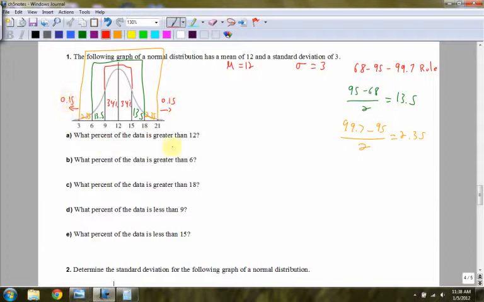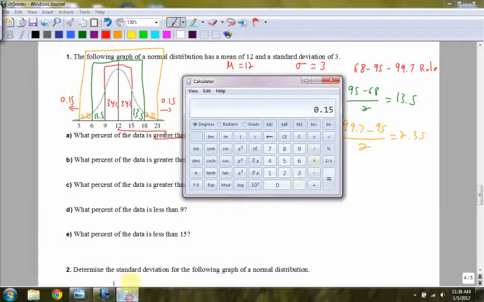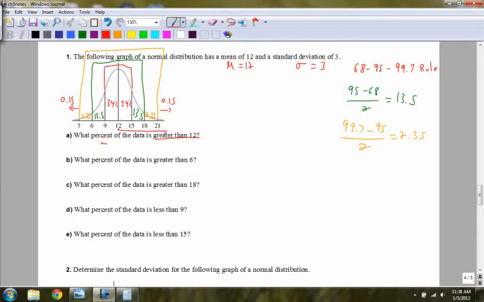So that means greater than 12 is anything from here on. So I could take the 34, add my 13.5, add my 2.35, and then finally add my 0.15. Should leave me with 50%, right? We've worked it out on calculator and it looks right on the graph. So it should be 50% of my data is contained above 12 and also would be contained below 12.